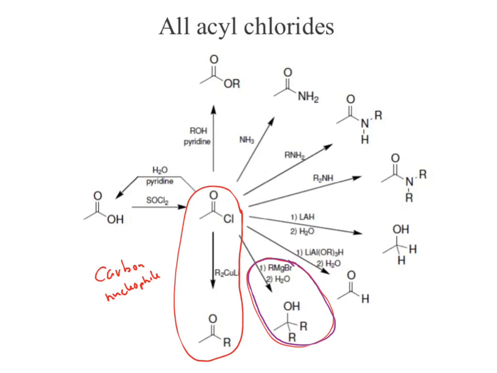Less reactive because it's not a Grignard reagent, it's a Gilman reagent. What was special about our Gilman reagents? They're less nucleophilic. They will react only once with the acyl chloride. And we can get to what Lulu was asking for, a ketone. Okay?